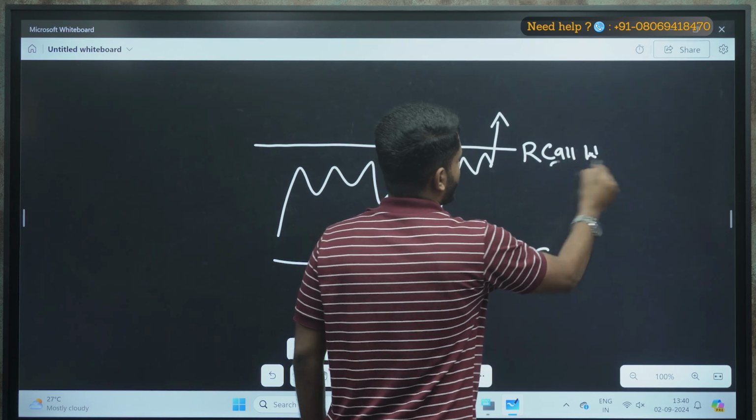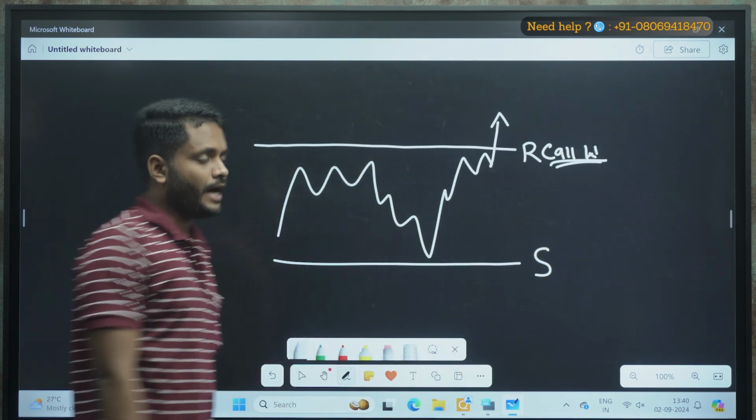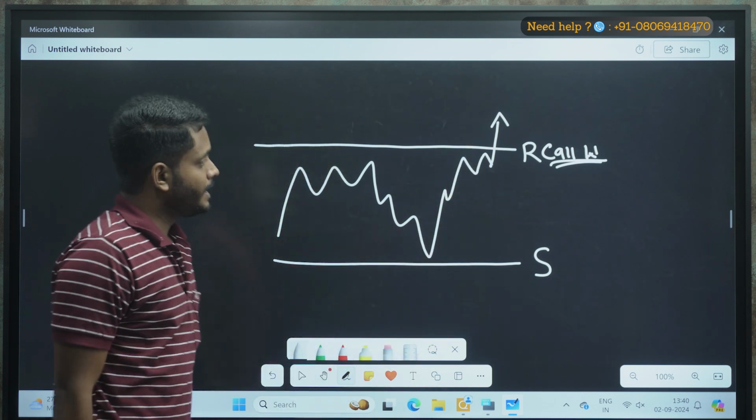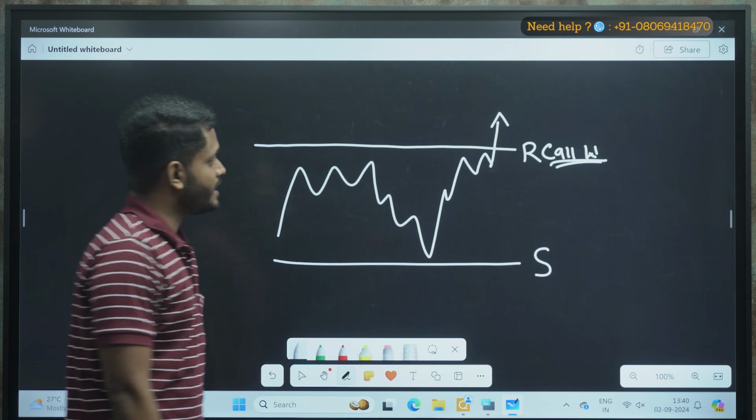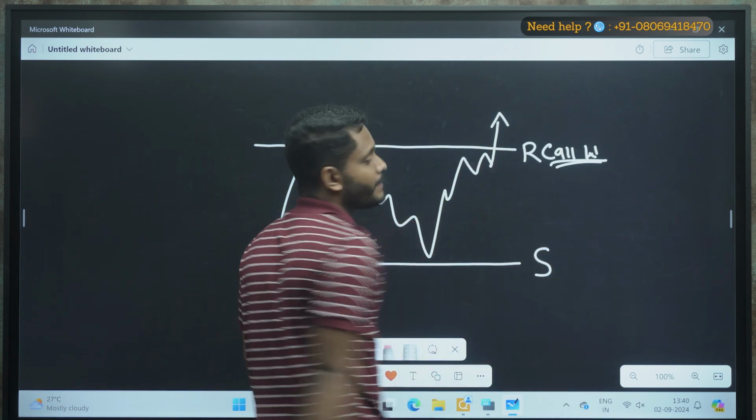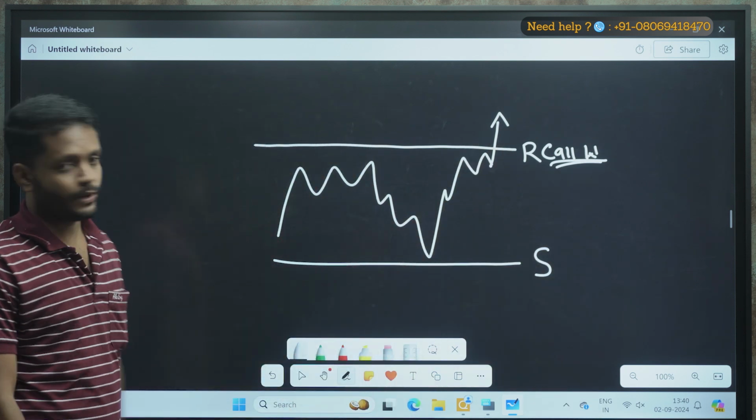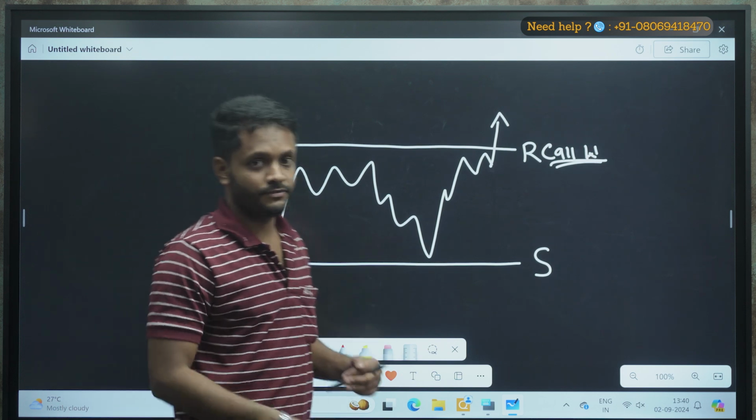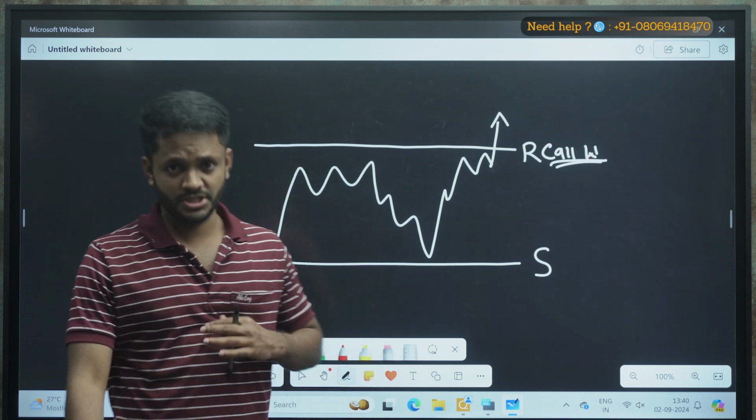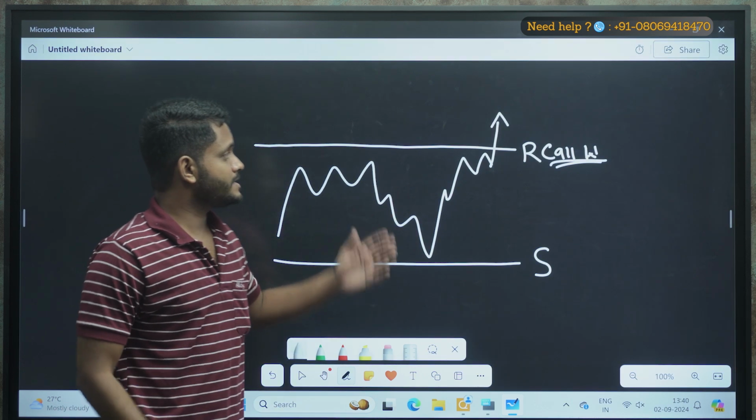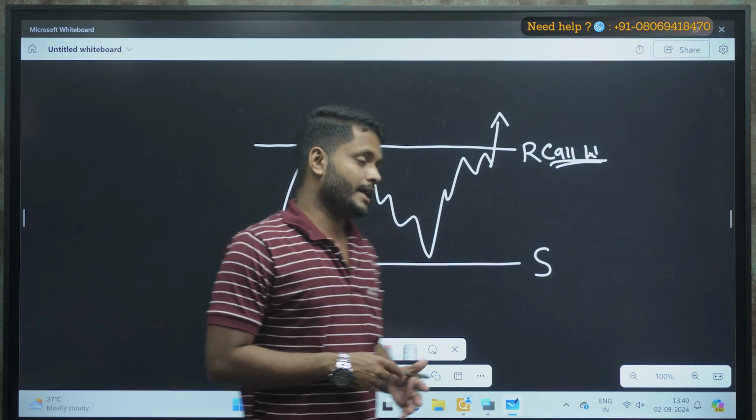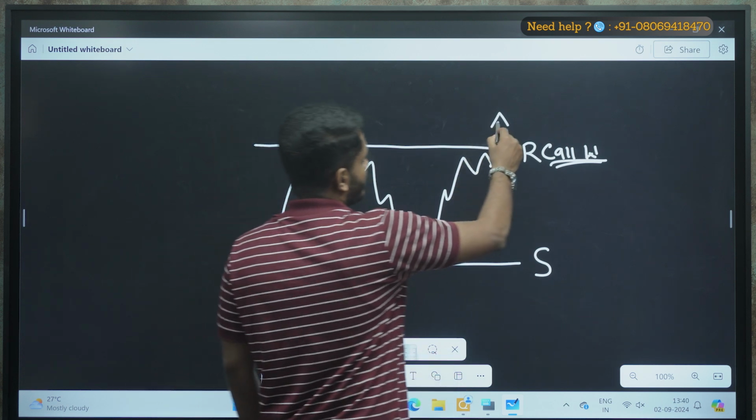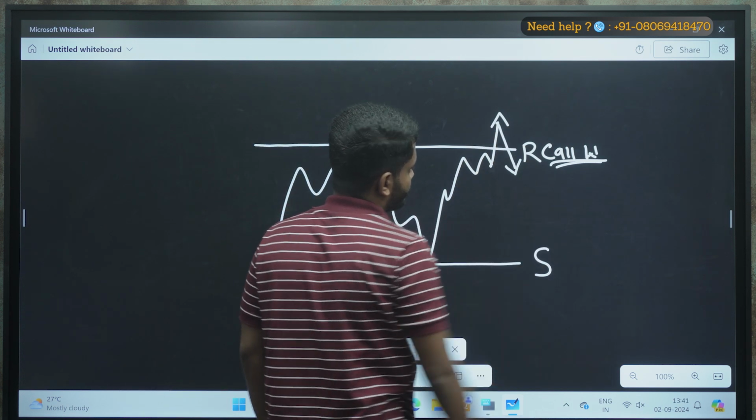Okay, heavy call writing at this level. Now I can see a breakout on the chart, but despite the breakout, there is no unwinding happening at this level. Instead of unwinding, I can see call addition at this level. Now what does it mean? If the call writers are adding their positions, it means call writers are confident enough that this breakout is not going to sustain. The stock is again going to retrace back.